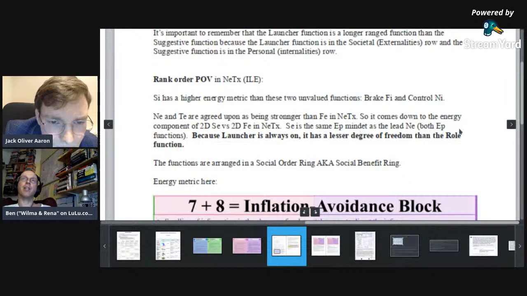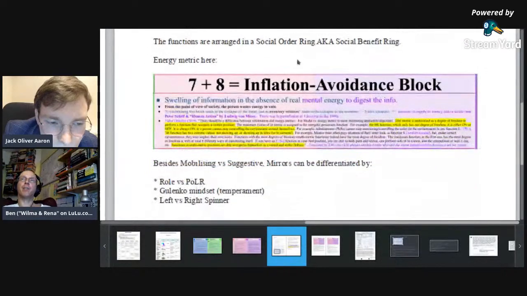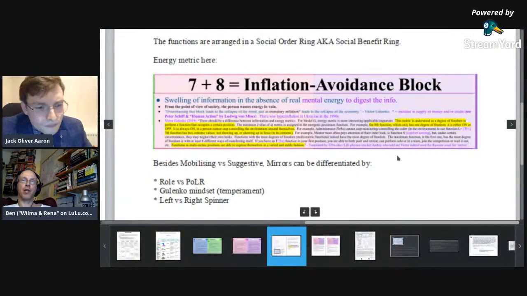So it comes down to the energy component of 2D SE versus 2D FE in NETX. SE is the same EP mindset, so what, flexible active mindset as lead NE. Because launcher is always on, it has a lesser degree of freedom than the role function. The functions are arranged in social order ring, aka social benefit ring. And then there's the bit with the metric that we went over before.